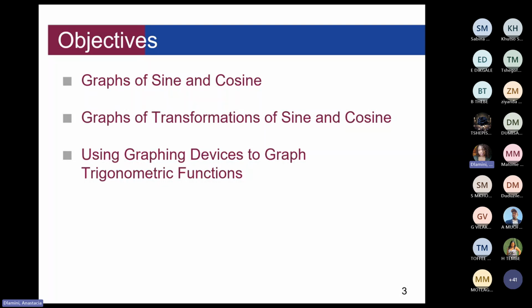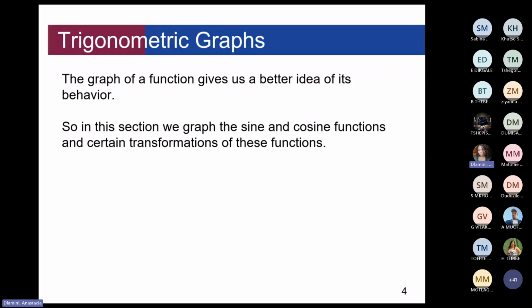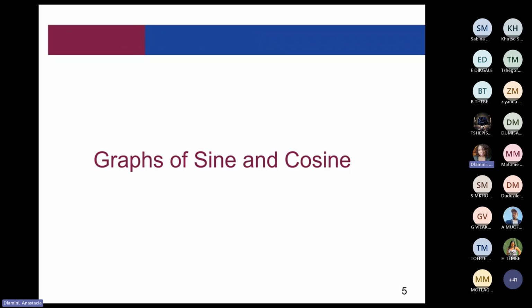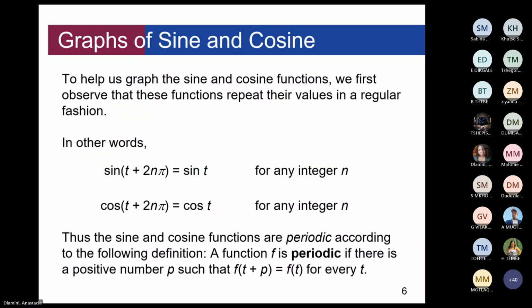So they say the graph of a function gives us a better idea of its behavior, of course. So in this section, we graph the sine and cosine functions and certain transformations of these functions. So graph of sine and cosine. They say here, to help us graph sine and cosine functions, we first observe that these functions repeat their values in a regular fashion.